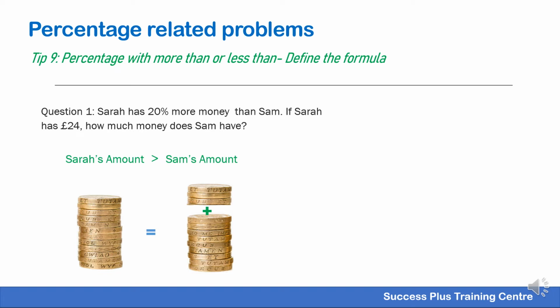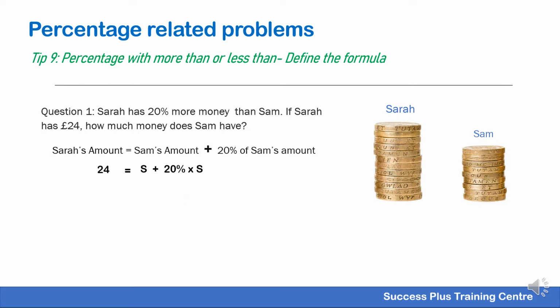Well, we know that Sarah has got more money than Sam has. To make both amounts the same, then we need to add a certain amount of money to Sam's amount. This certain amount of money equals 20% of Sam's amount. So Sarah's amount equals Sam's amount plus 20% of Sam's amount. In this case, we have the amount that Sarah has got, which is £24. And what we need to find out is the amount of money that Sam has got, which is missing, so we replace it with the letter S.